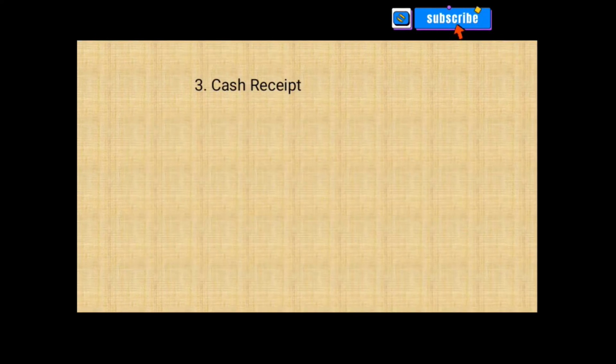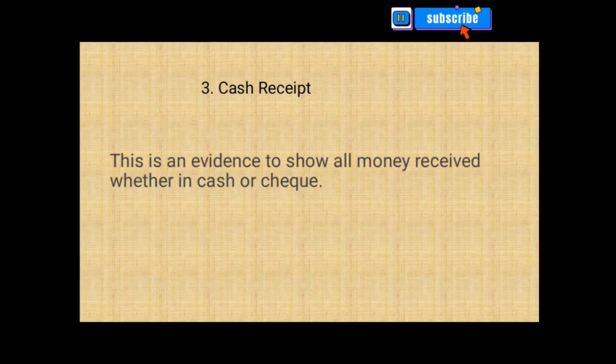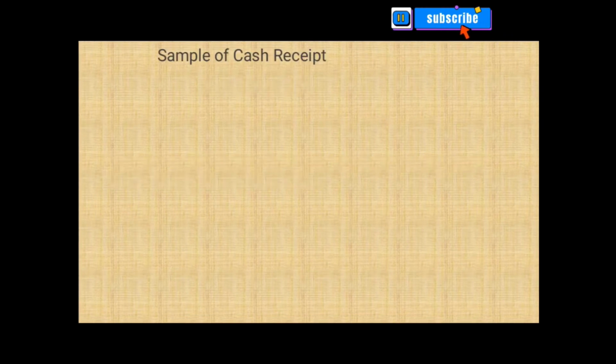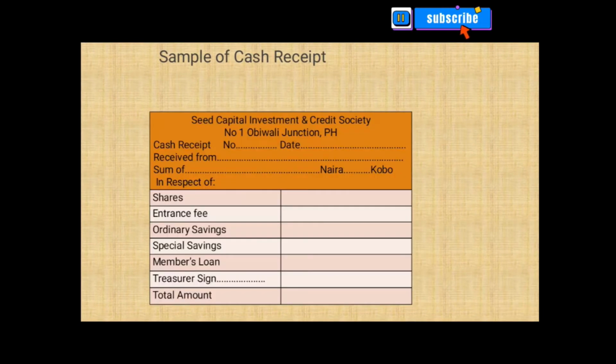Number 3. Cash receipt. This is an evidence to show all money received, whether in cash or check. Sample of cash receipt. The cooperative society's name comes first, followed directly below by its address, then a form with spaces for cash receipt number, date, received from, sum of, in respect of. Then a table with 2 rows comes next. The first row has entries such as shares, entrance fee, ordinary savings, special savings, member's loan, treasurer's signature, total amount.